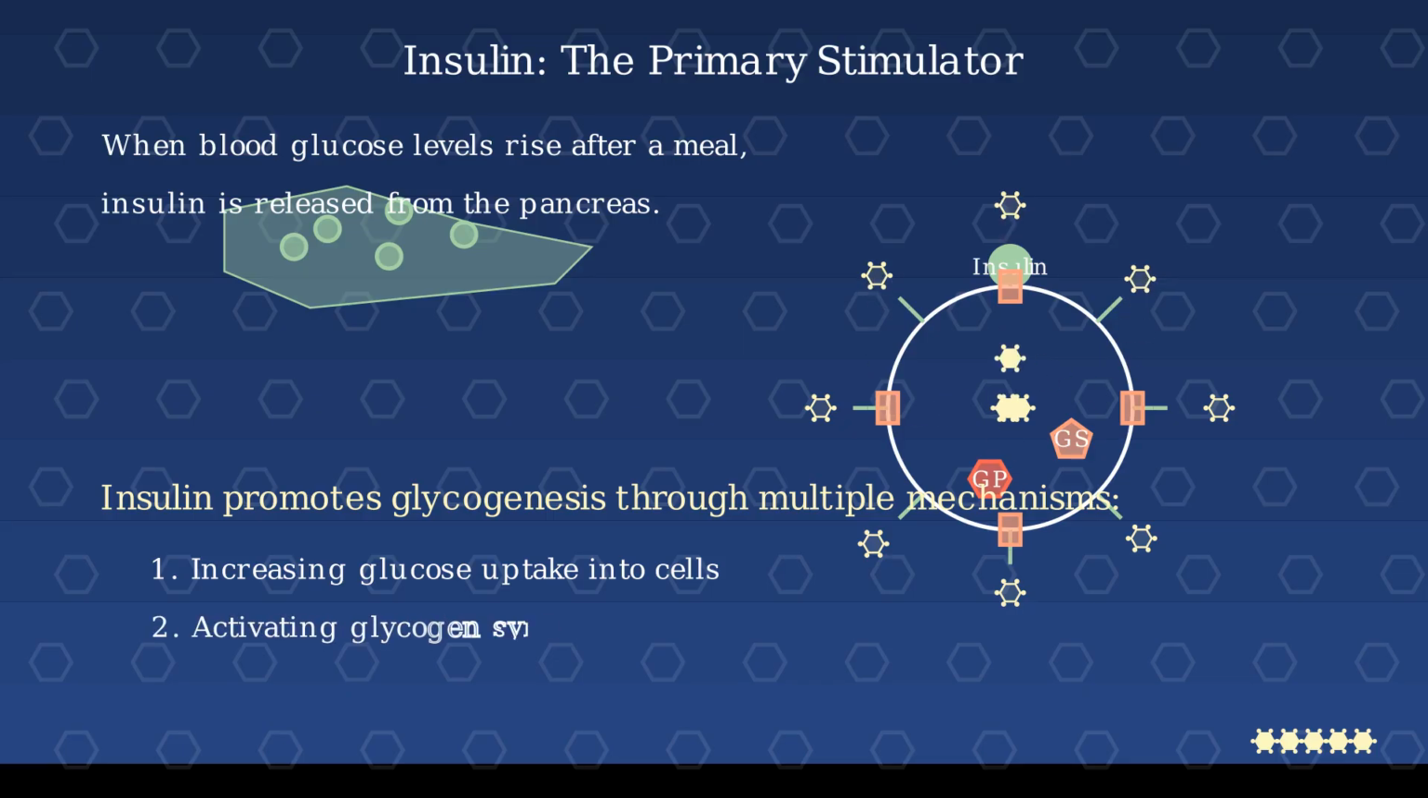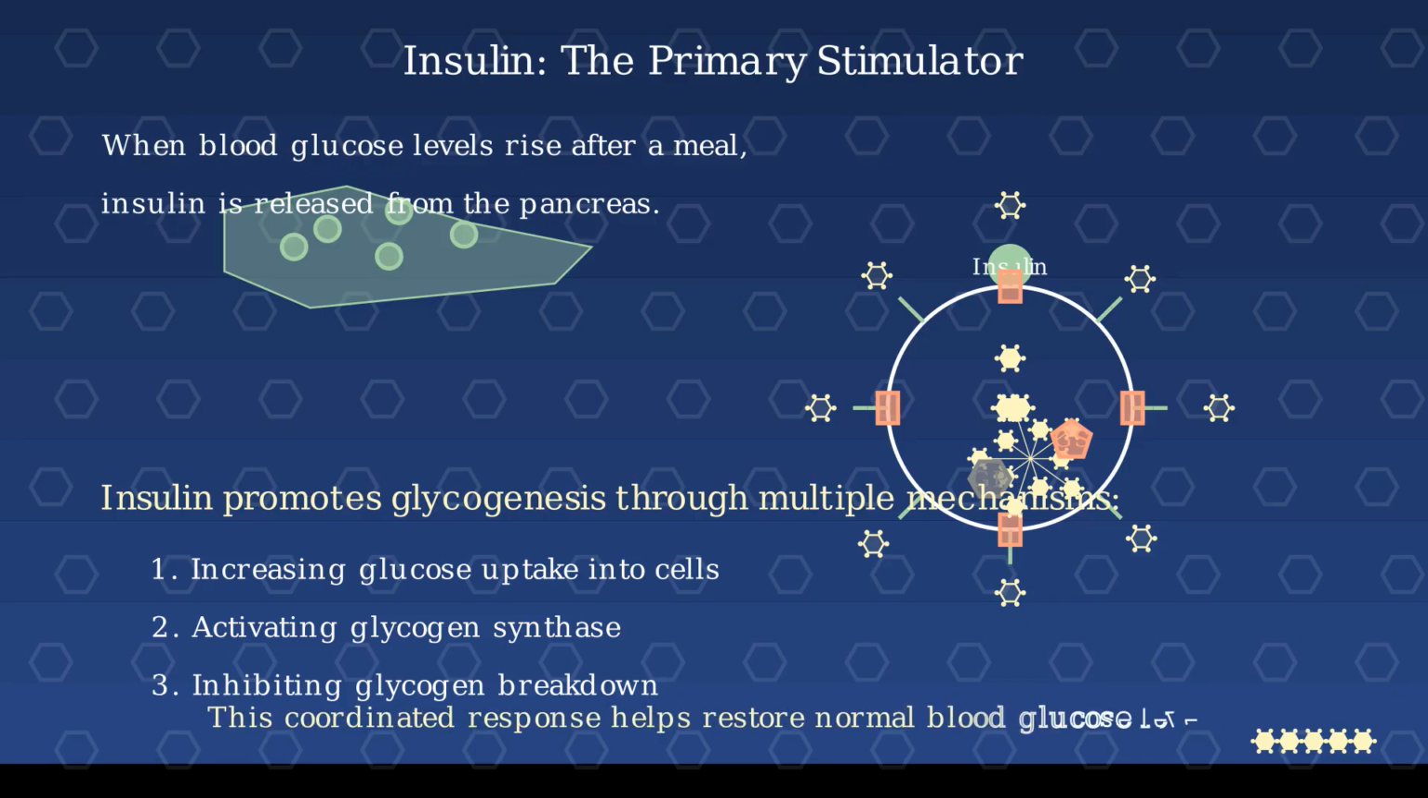Second, insulin activates glycogen synthase, the key enzyme in glycogen formation. Third, insulin inhibits glycogen breakdown by inactivating glycogen phosphorylase. This coordinated response helps restore normal blood glucose levels by converting excess glucose into glycogen for storage.